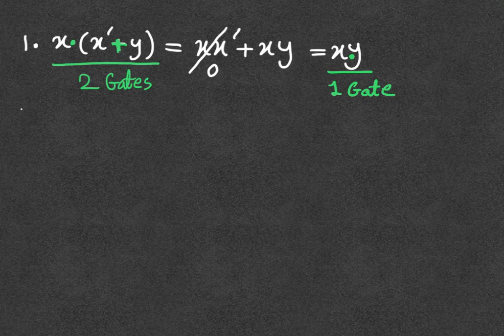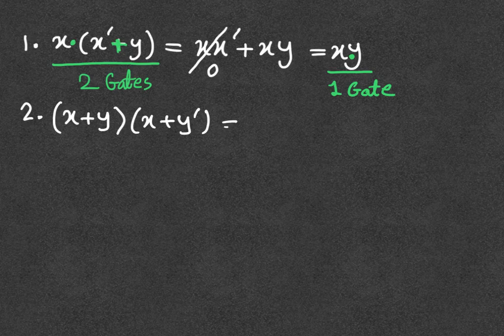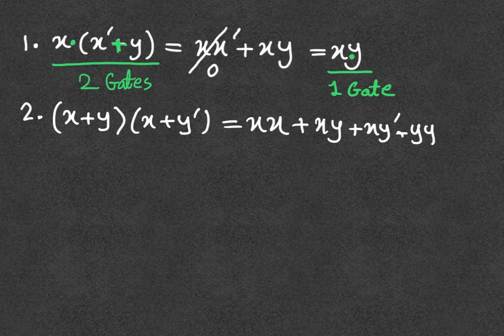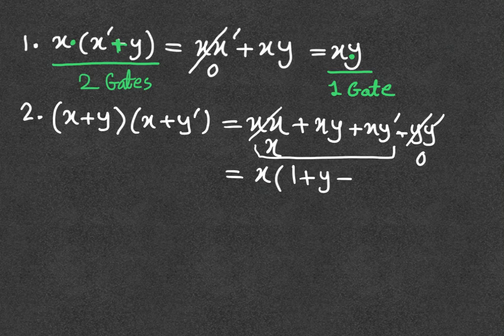Let's see another one. Let's say you have x plus y times x plus y prime. So you get x x plus x y prime plus x y, x y prime, and then y y prime at the first step. So x x is just x, y y prime is just 0. And then you factorize x from these three terms, you get 1 plus y prime. So the answer is going to be x.